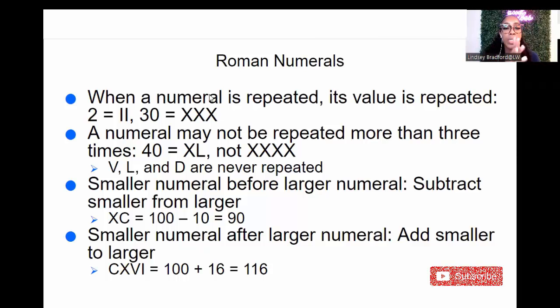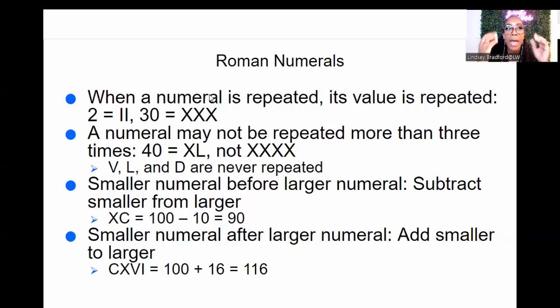All right, so when we're thinking about Roman numerals, I wanted to jot down a few rules that are going to help you retain the information and what it looks like. That way, when it's time to solve for a Roman numeral or read and understand one, you can have these little tips in mind. So, when a numeral is repeated, its value is repeated.